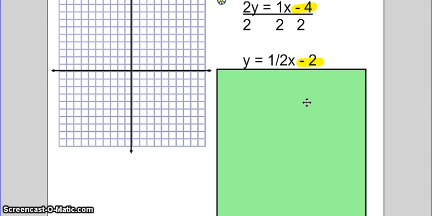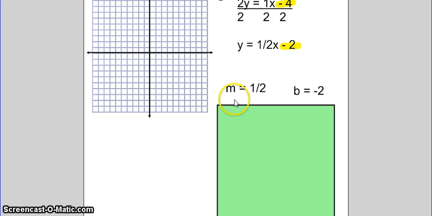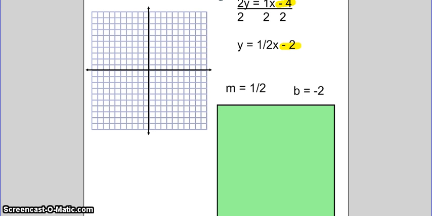So looking at the equation, I can pick out my m, which is 1 over 2, and I can pick out my b. With that, I can actually take it and graph it. So my b is negative 2. My slope is 1 over 2, which means a rise of 1 to the right 2. Now I can keep going up following that same pattern, or I can go the opposite way. I can count down 1 and to the left 2.